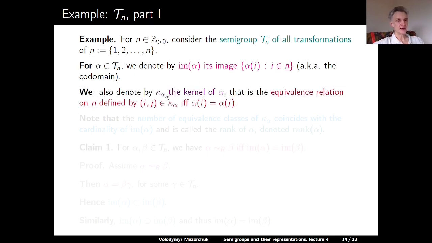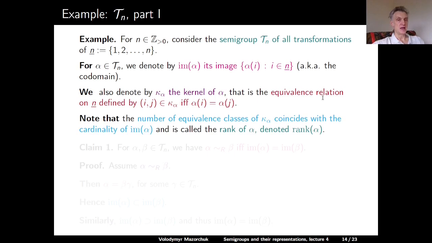We also denote by kappa alpha the kernel of alpha, and this is the equivalence relation on n underlined, which is defined as follows: a pair ij belongs to kappa alpha if and only if alpha of I is equal to alpha of j. The number of equivalence classes of kappa of alpha coincides with the cardinality of the image of alpha, and this common number is called the rank of alpha and is denoted by rank of alpha.